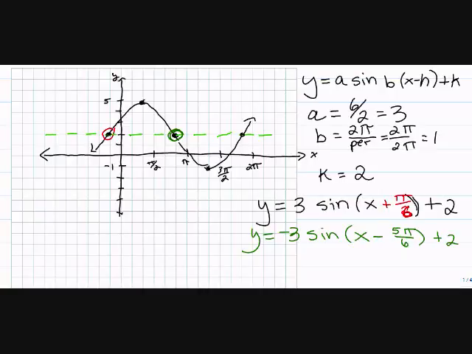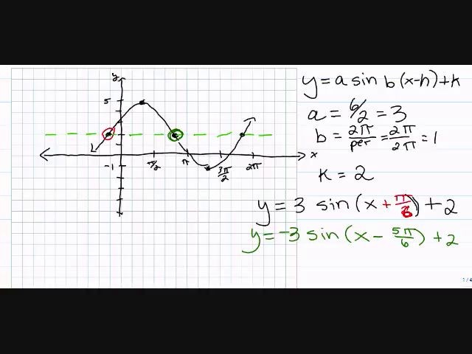So there are two ways to write the equation of this function just with sine. And there are an infinite number of ways you could write it with the translations.